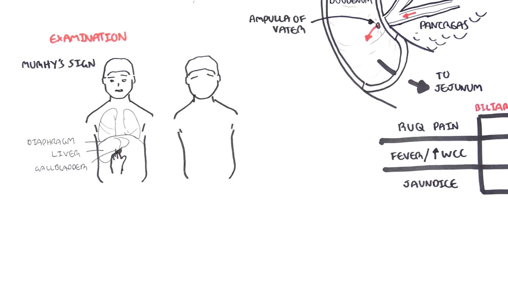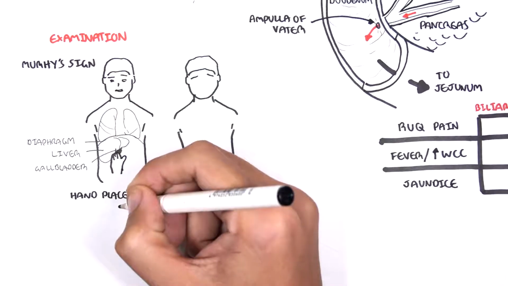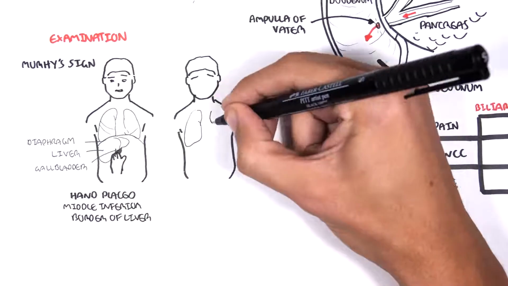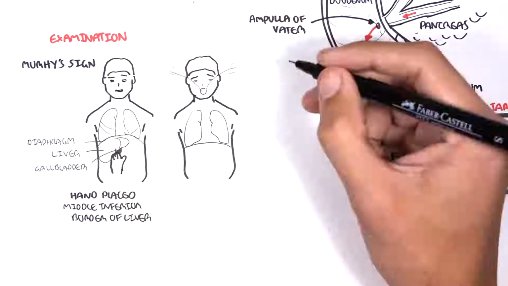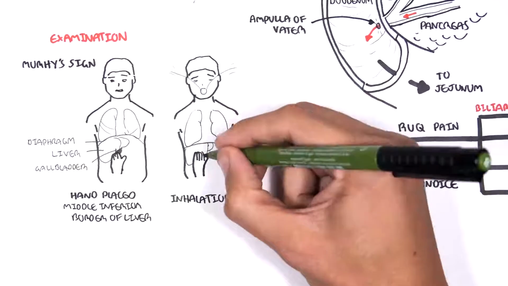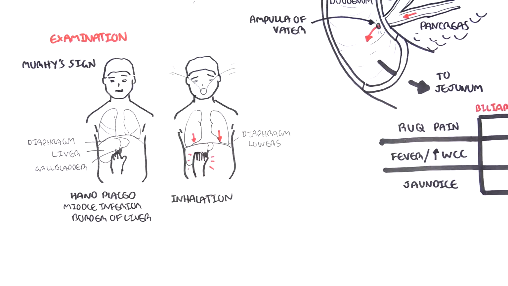Murphy's sign is where a hand is placed at the mid-inferior border of the liver. The patient is then asked to take a deep breath in. The diaphragm lowers during inspiration, and with our hand being placed where it will irritate the gallbladder as the diaphragm pushes the gallbladder down, this will trigger pain. The patient becomes startled and stops breathing in.